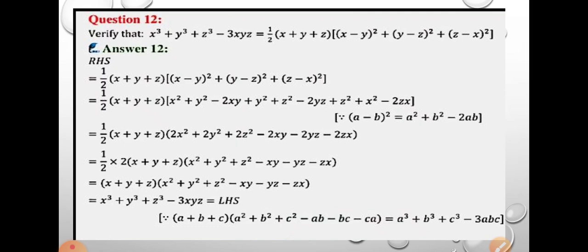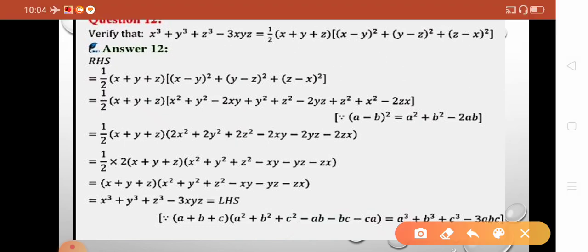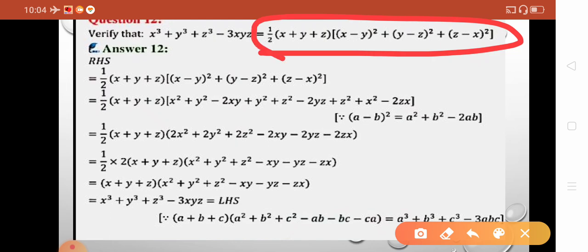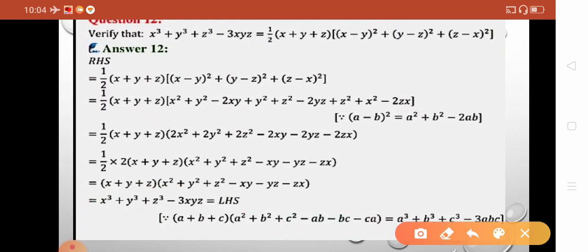So whenever you have to verify something like this, what should you do? You will take the right hand side and solve this. After solving, you will get it equal to the left hand side. So from here we will conclude that our left hand side is equal to the right hand side. So how will we solve this? Let us see. First of all, we will open the formula.